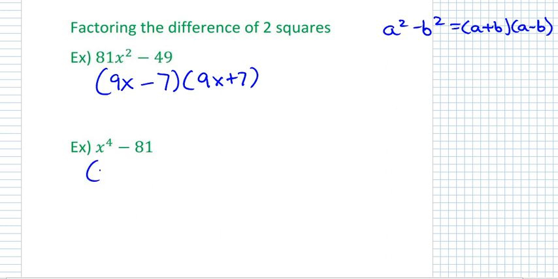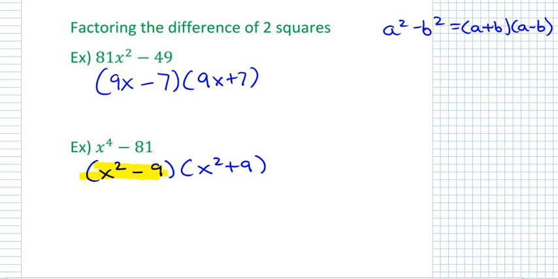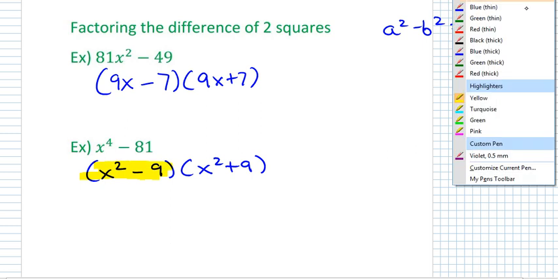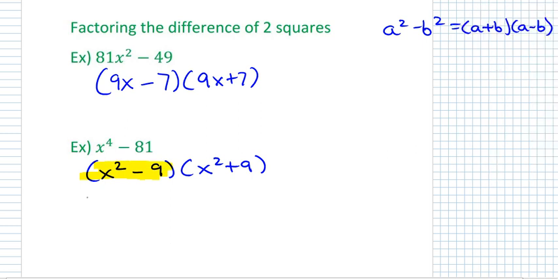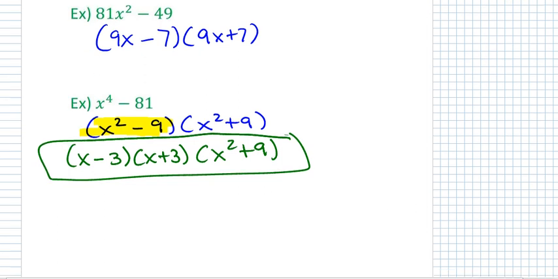Something like this, the square root of x to the fourth is x squared, so it's x squared minus 9, x squared plus 9. Now the only thing to keep in mind here is that this right here is the difference of two squares still, because it's x squared minus 9. So you can factor this to x minus 3 and x plus 3. You cannot factor the sum of two squares, so that's why you have to leave the x squared plus 9. You can only factor x squared minus 9.